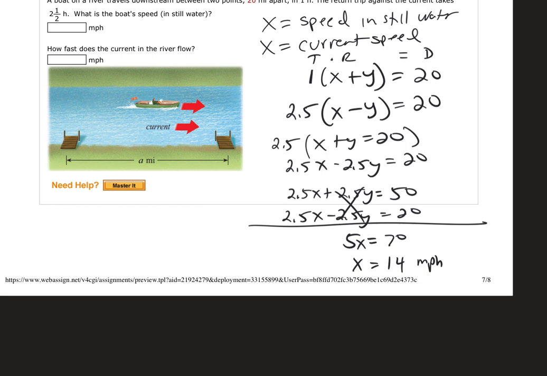Now, if I want to find the current, I have to just use one of my original equations. This is one of them. I can plug 14 in for x. So if x is 14, y has to be 6. So my current had a speed of 6 miles an hour.